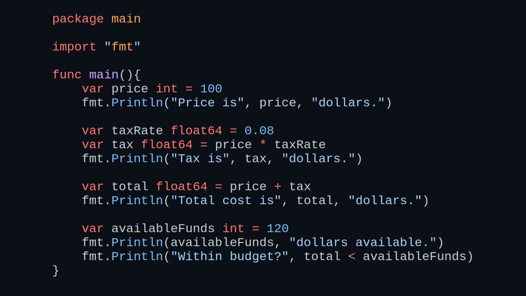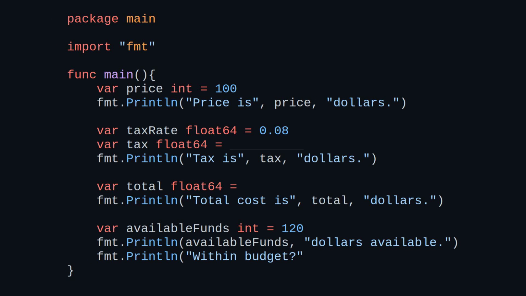We calculate the price, the tax, and the total cost of an item. However, there's an issue with type compatibility between price, which is an int, and tax rate, which is a float64. In this exercise, you need to complete the code by fixing the type mismatches in the math operations and comparisons. Remember to use type conversions to make the values compatible before performing any calculations or comparisons.